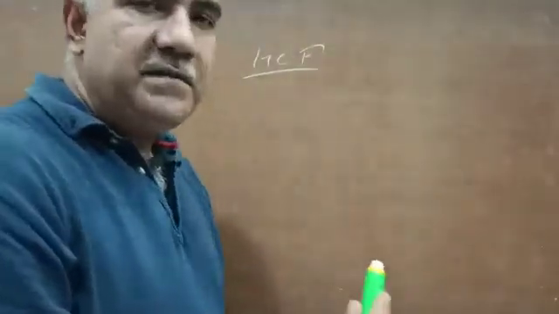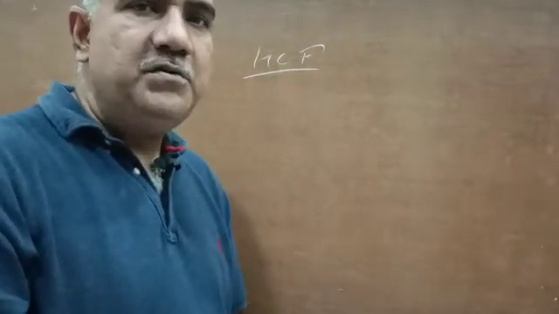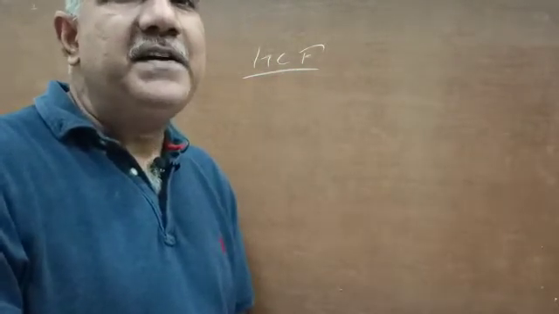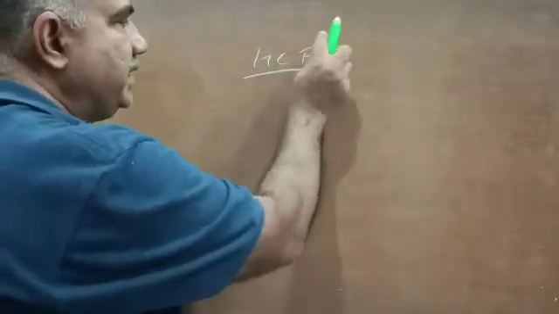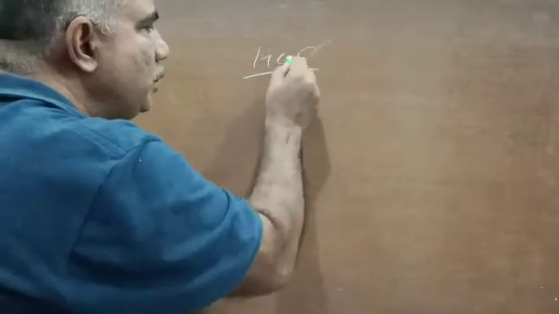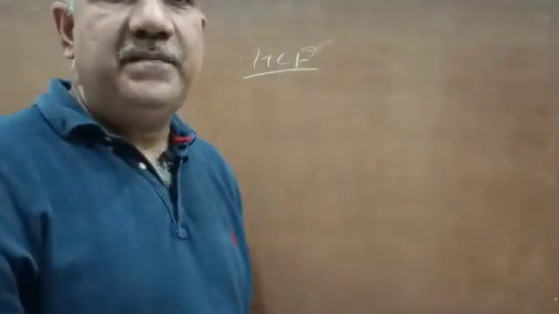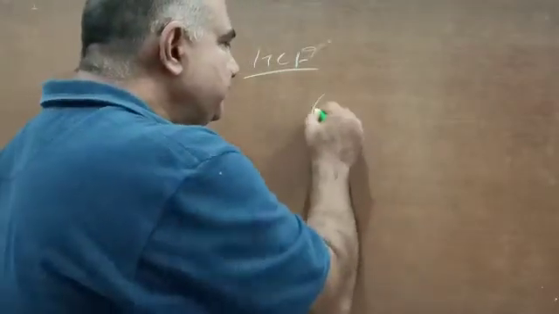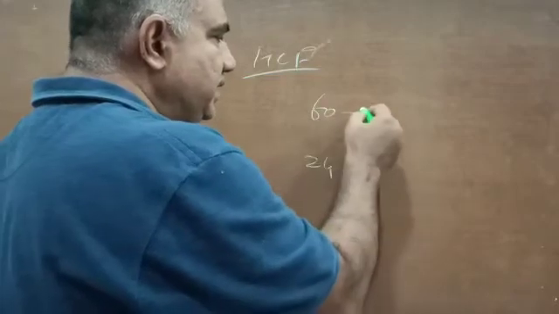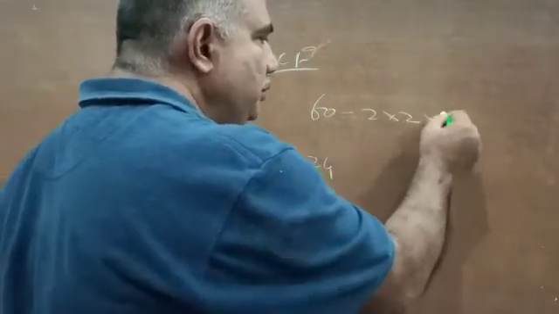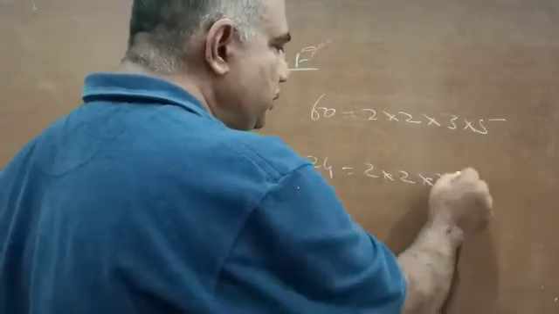This is chapter first of mathematics of class 10th, the real numbers, and in today's class we are going to find out HCF by prime factorization method. See, HCF is highest common factor. When you are referring to common, that means you are going to deal with at least two quantities. If I write here 60 and 24, and I write the prime factorization of this, 2 into 2 into 3 into 5, and 2 into 2 into 2 into 3.